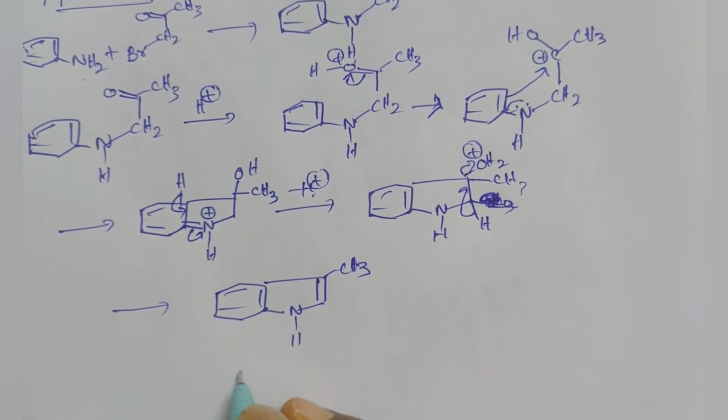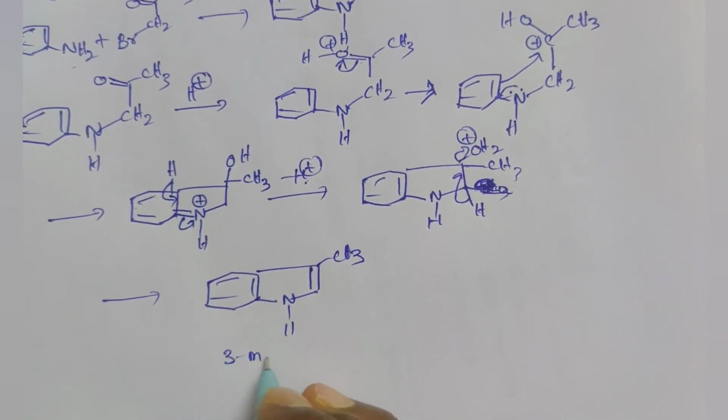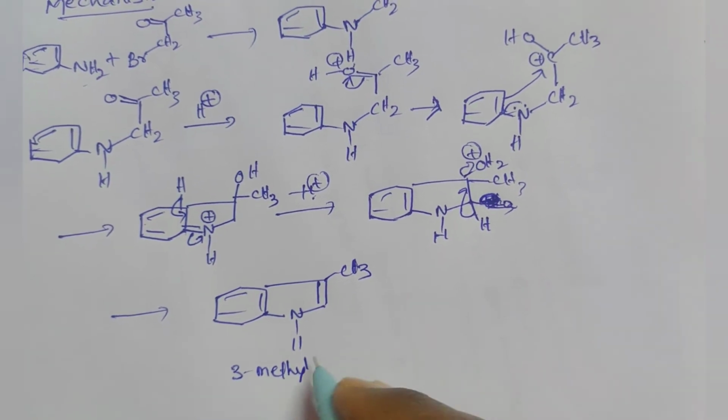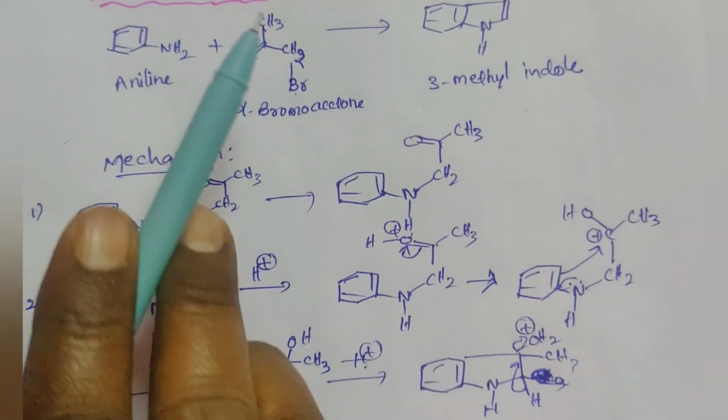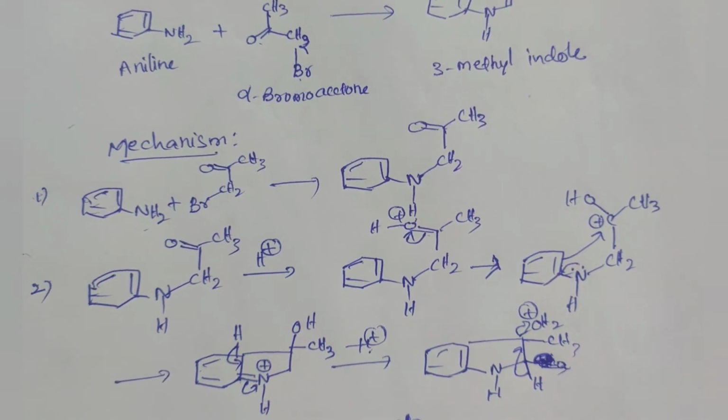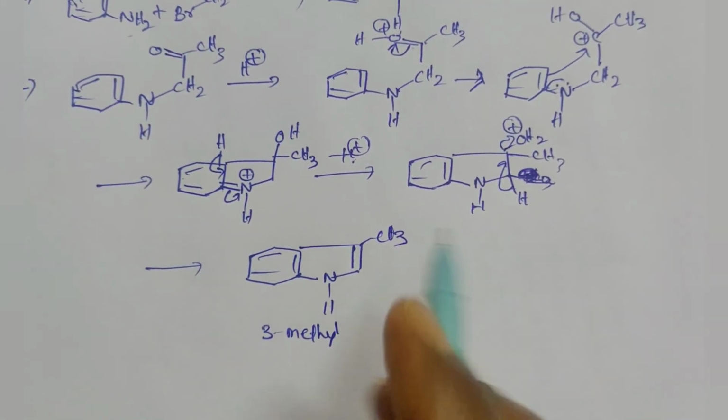So this is 3-methyl indole. Like that, depending on the structure of the ketone that we take, we get different indole products.